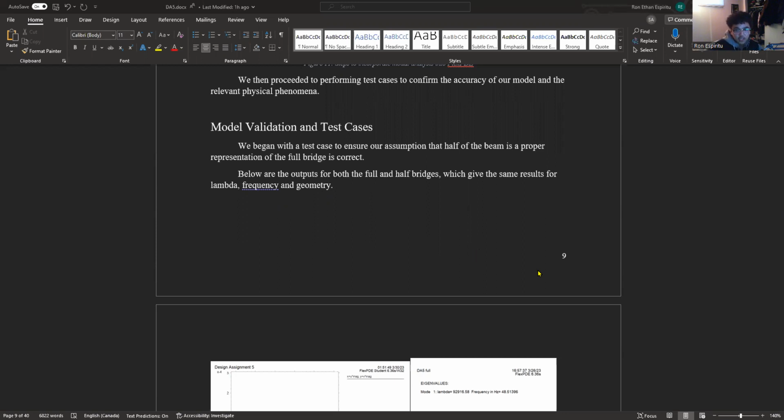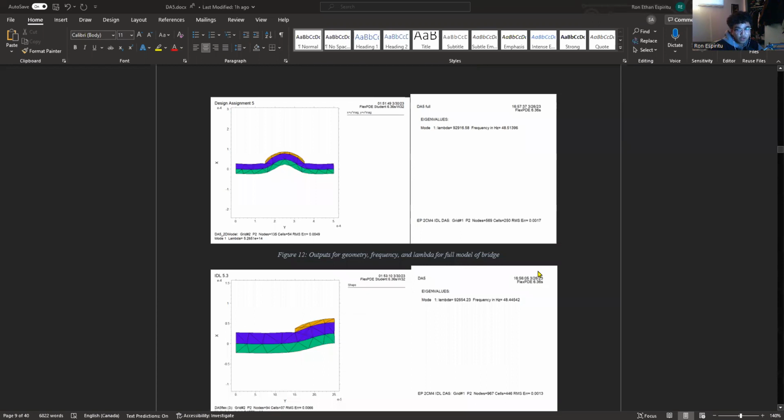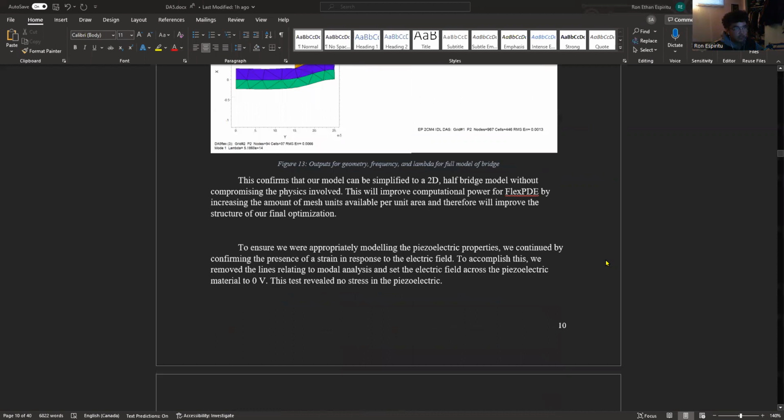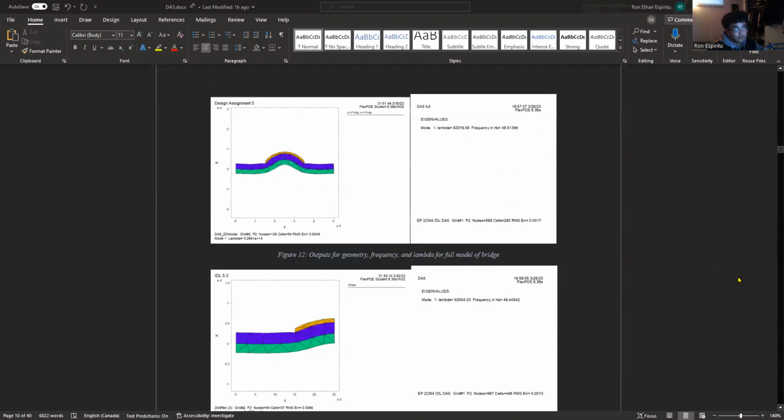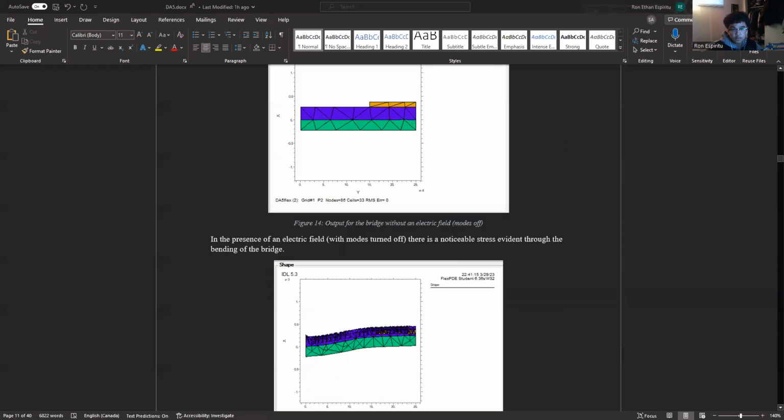Our first test checked if half of the bridge was modeled correctly with the modified boundary conditions, and if it did, then both of our full bridge and half bridge resonant frequencies should be the exact same when all the other parameters are held constant, which is the case as seen in these frequencies. We then place our bridge under no electric field and an electric field to see if it strains under a field, which it does.